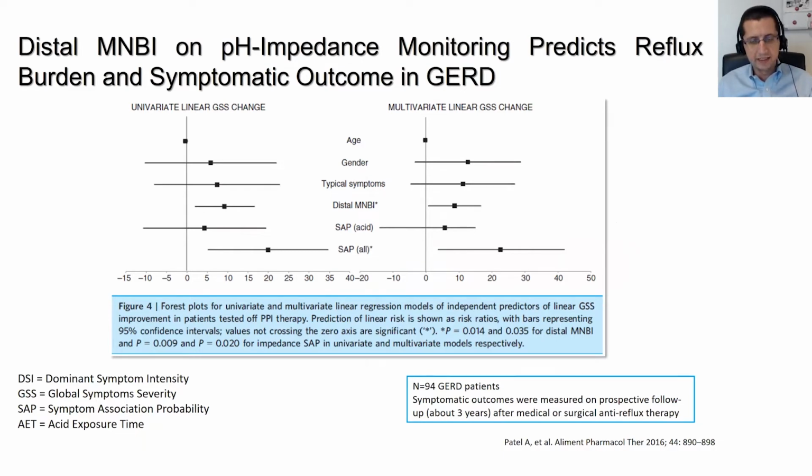In this study from the St. Louis group, the researchers identified that symptom association probability to all kinds of reflux and also the distal mean nocturnal baseline impedance, a marker of mucosal integrity of the esophagus, were the best predictors of response to medical therapy and also to surgical therapy.